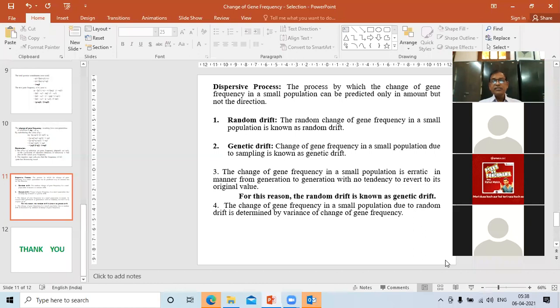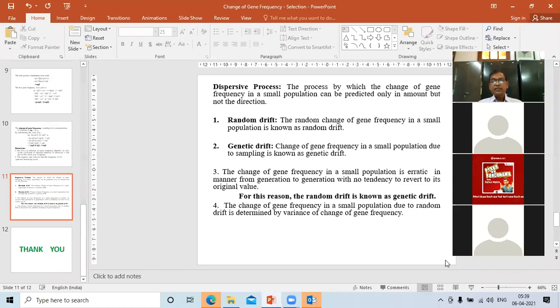For this reason, random drift is also known as genetic drift. So what is genetic drift? The change of gene frequency in a small population due to sampling is known as genetic drift. Since the direction cannot be predicted, it is random in nature. That's why genetic drift is also known as random drift. And the change of gene frequency in a small population due to random drift is determined by the variance of the change of gene frequency.